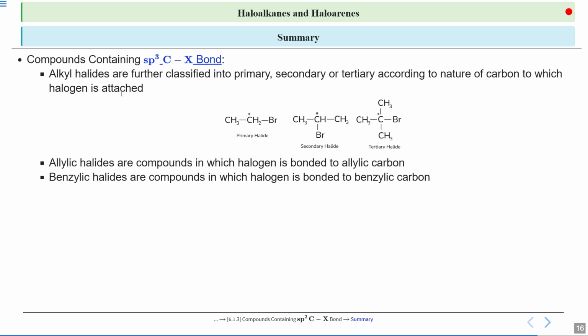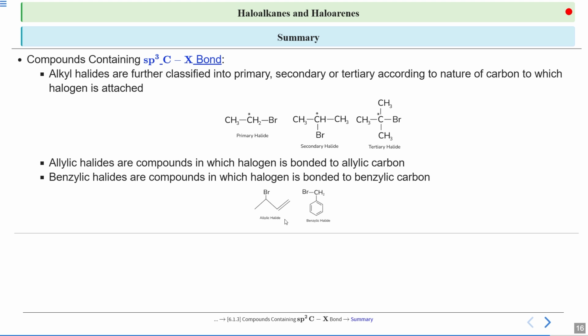So we have studied alkyl halide, allylic halide and benzylic halide under the classification of compounds containing sp3 carbon halogen bond. In allylic halide, halogen is going to be bonded with the sp3 hybridized carbon, but that carbon is going to bond with an sp2 hybridized carbon. Here similarly in the benzylic halide, halogen is going to bond with the sp3 hybridized carbon, but that carbon is going to bond with a benzene ring. So we are calling it benzylic halide. The sp3 carbon to which halogen is bonding, in the allylic halide case we are calling it allylic carbon, and in the benzylic halide case we are calling it benzylic carbon.